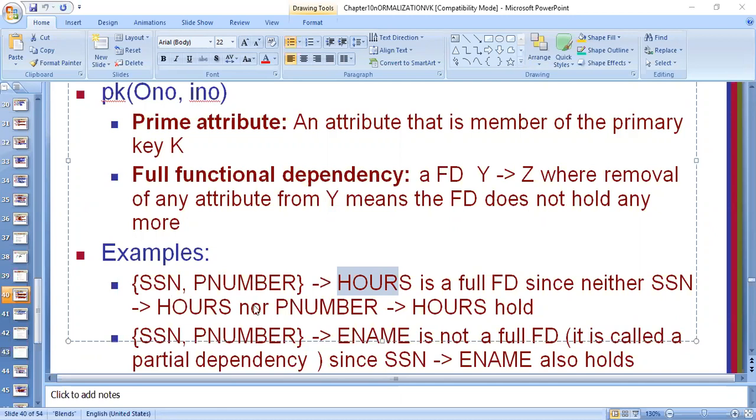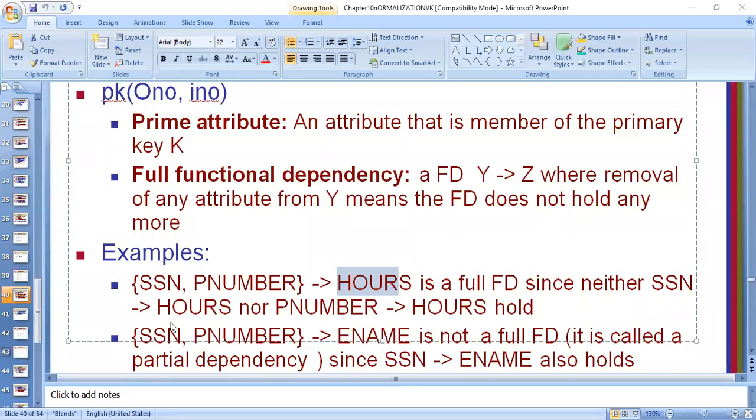Now let us look at the second example. Again, we have taken the same combination of values, SSN and P number. Here it is shown that they functionally determine E name. Do you agree with the dependency? Yes, the dependency is there, E name depends on SSN. But do you see whether it is fully functionally dependent?